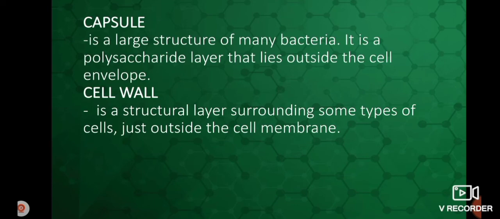Another one is the cell wall. It is a structural layer surrounding some types of cell, just outside the cell membrane. The cell wall surrounds the plasma membrane of cells and provides tensile strength and protection against mechanical and osmotic stress. It also allows cells to develop turgor pressure, which is the pressure of the cell contents against the cell wall.